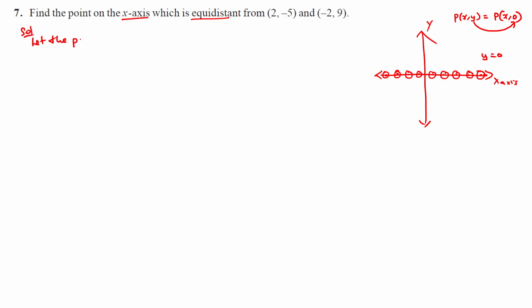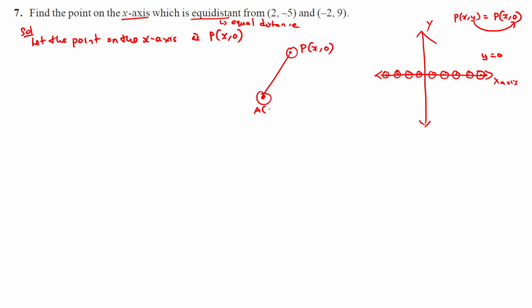Let the point on the x-axis be P(x, 0). Because the point is lying on the x-axis, it has some value of x, but it doesn't have any value of y because its y coordinate is 0. This is the important thing we need to understand. And they have said equidistant. Equidistant is nothing but equal distance. So that means the point P(x, 0) on the x-axis is at equal distance from these two points.